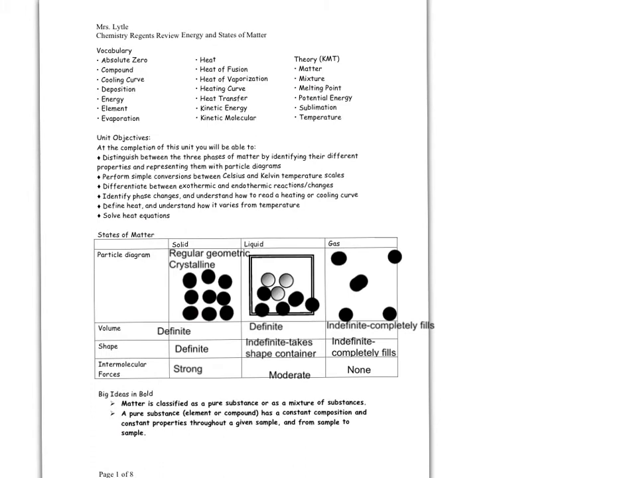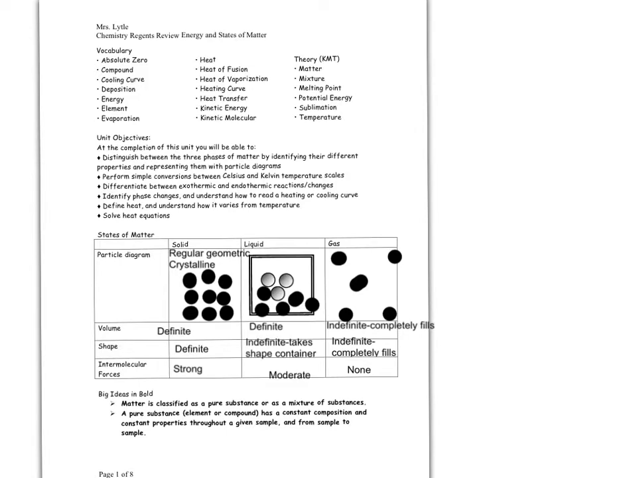As you can see, I have completed the chart that describes the various states of matter. Solids particles are arranged in regular geometric patterns. They have definite shape and definite volume. That means that their volume is not dependent on the container in which they're placed. And they have extremely strong intermolecular forces. Those are the forces that are holding one molecule adjacent to the next.